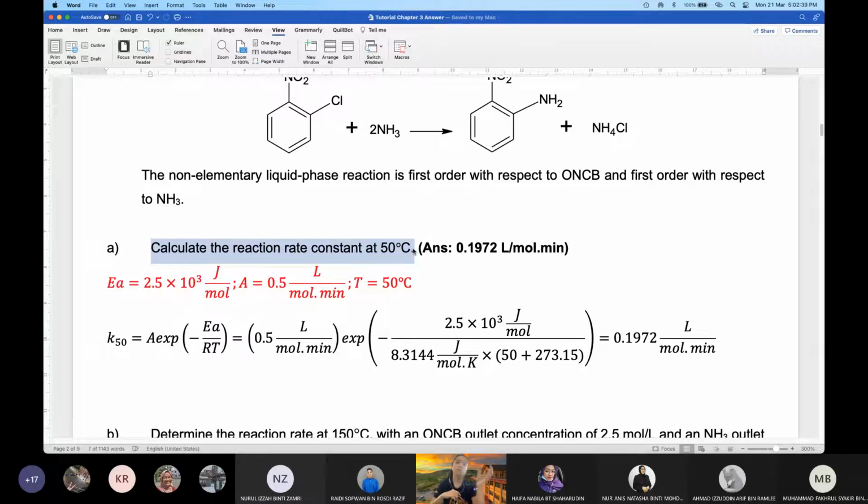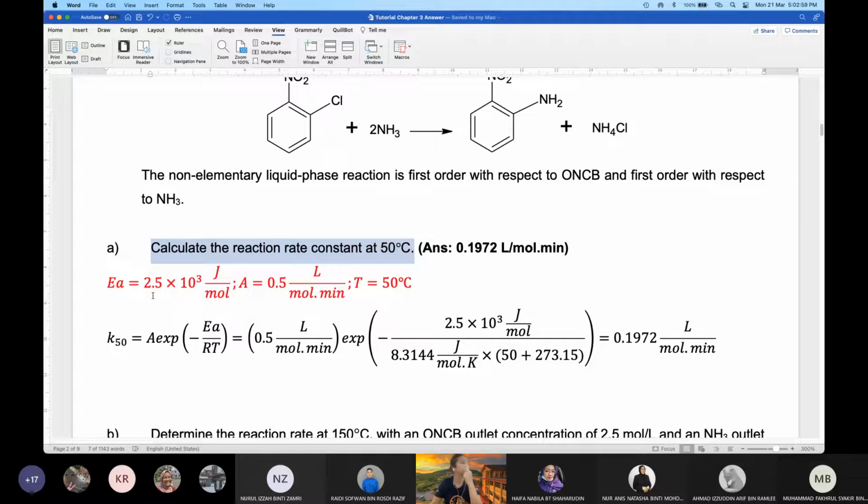Kan kita ingat tadi dalam soalan pertama, dalam rate law kita ada nilai K kan. So nilai K tu macam soalan pertama is given to you directly. Kalau dah beri terus gunalah. Okay, but in this question, for question number 2, the value of K is not given directly. You have to calculate by yourself using Arrhenius equation.